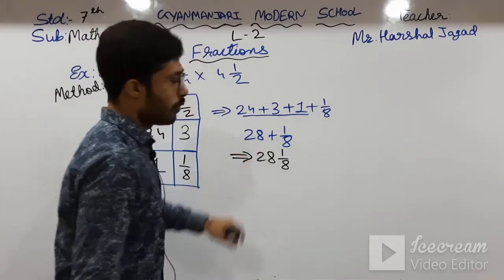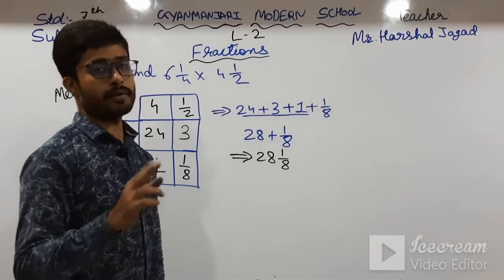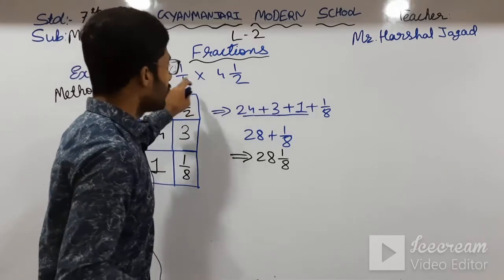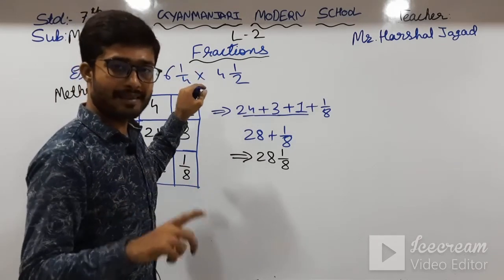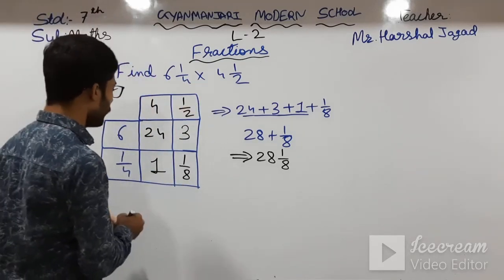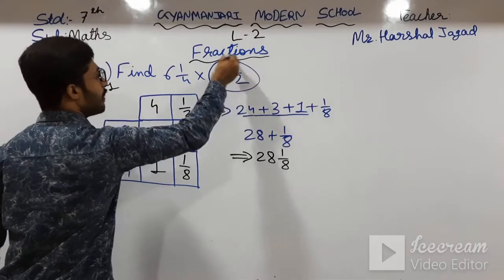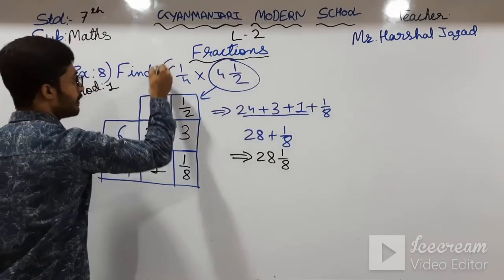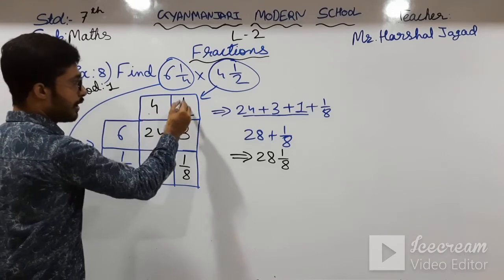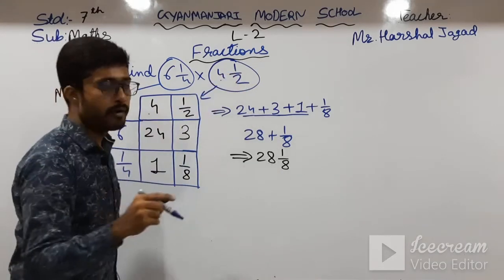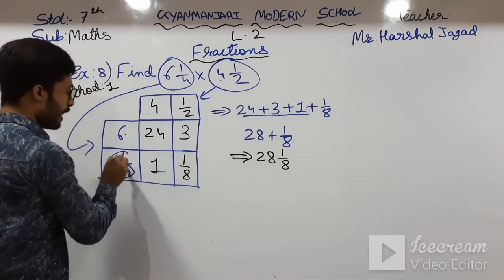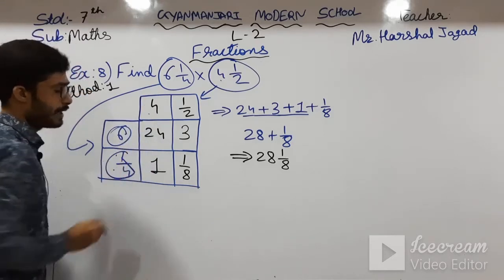Okay students, now we will see the other method. Before starting the other method, let us see this method again, because here there are two mixed fractions, while in the previous examples there was only one mixed fraction. First of all, we write this over here and this over here: 4 1/2, and here 6 1/4.